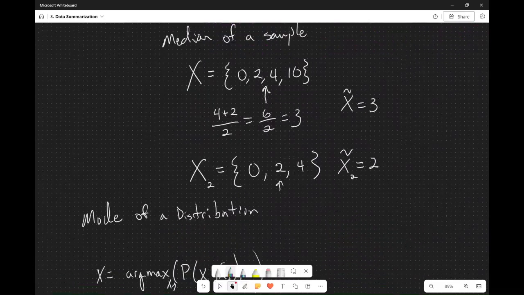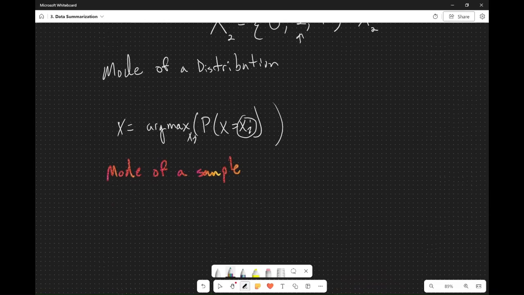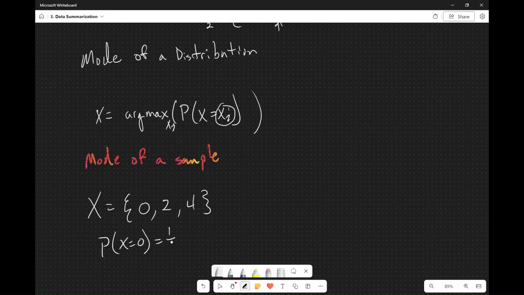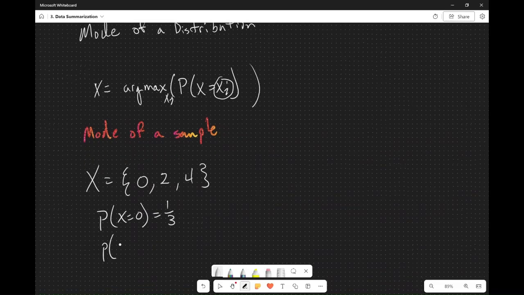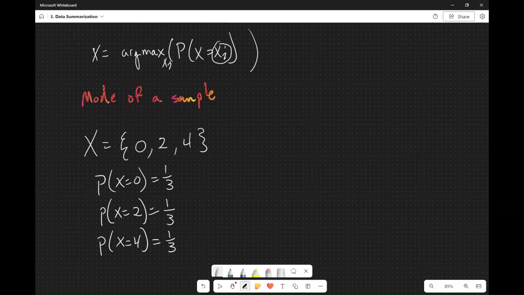But if I want to find the mode of a sample, then all I have to do is enumerate. So let's say I have this set right here, 0, 2, and 4. If x is equal to 0, 2, and 4, then the probability x is equal to 0 is equal to 1 over 3. I'm defining this probability function right now, by the way. The probability x is equal to 2 is equal to 1 over 3. And the probability x is equal to 4 is equal to 1 over 3. So this means that there is no mode of the distribution.